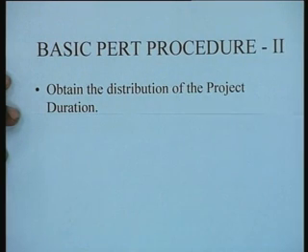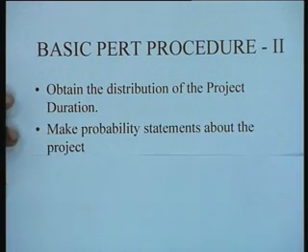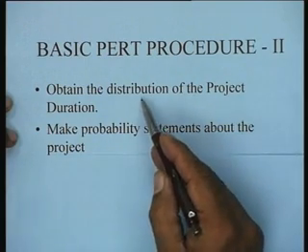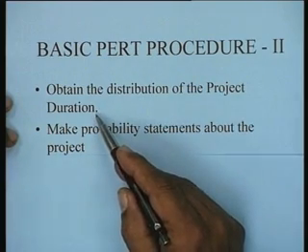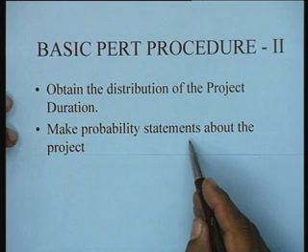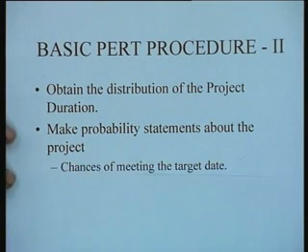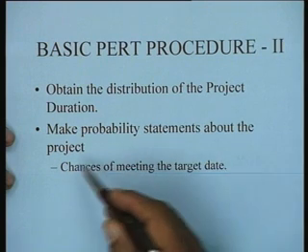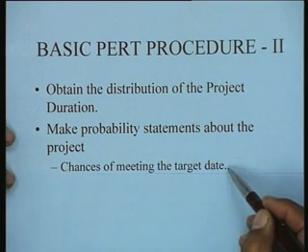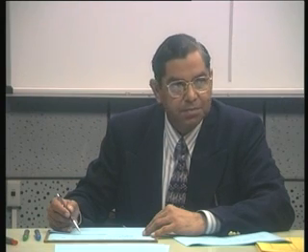We will see when we do the computations as to how this is obtained, but this is the underlying logic behind the whole thing. And once we have obtained the distribution of the project duration, we can make probability statements about the project. And typically these probability statements are, what are the chances of meeting the target date? This is a question that the project manager would be very much concerned about.